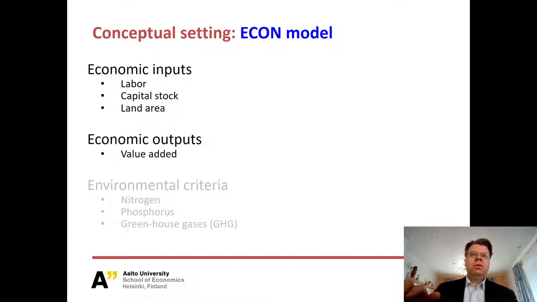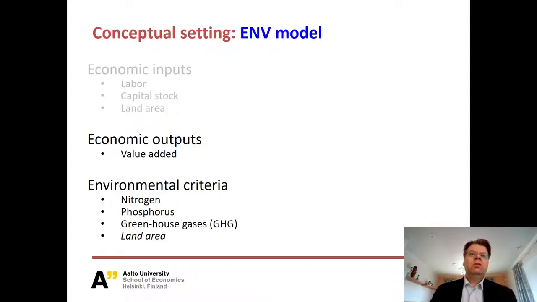So that was the economic model. I will also consider a so-called environmental model. In the environmental model, I will completely exclude labor and capital. I will include land area, but I will consider that as an environmental criterion. In some sense, the use of agricultural land puts pressure on forest land, or deforestation, for example. So we would like to have this land area used as efficiently as possible from the environmental point of view.